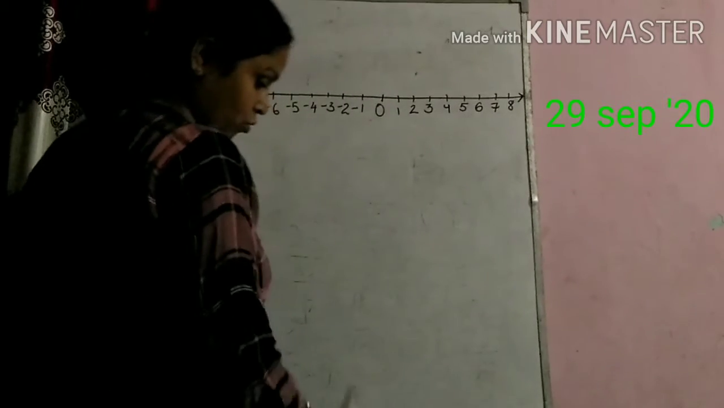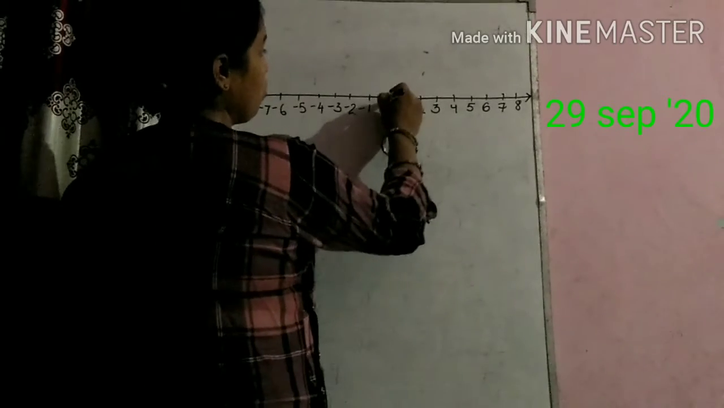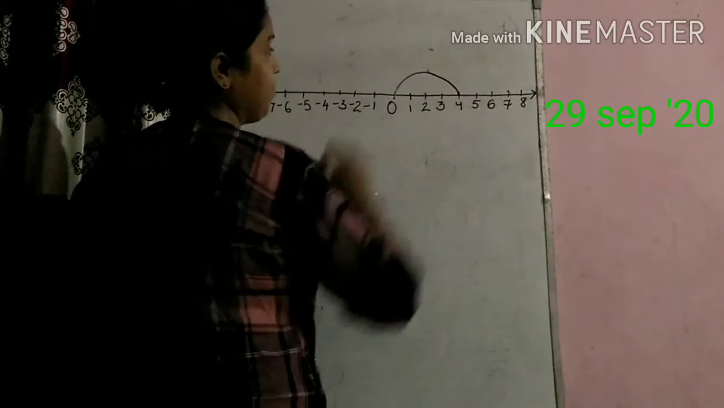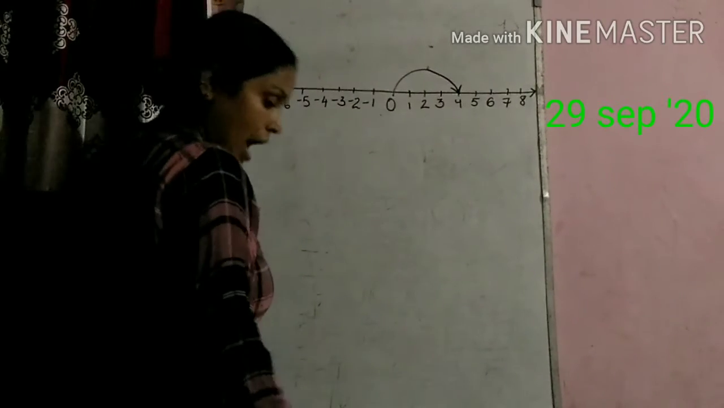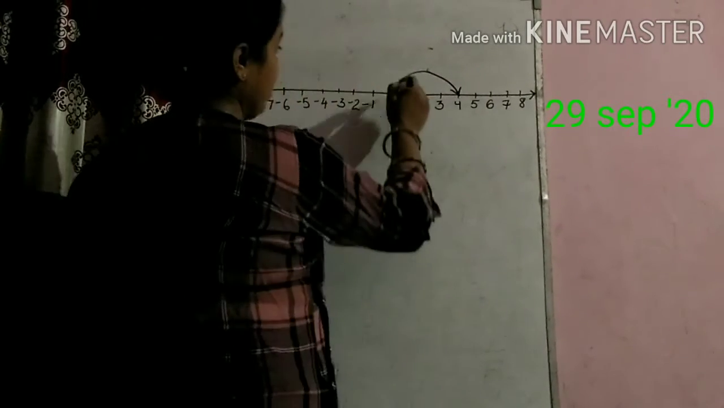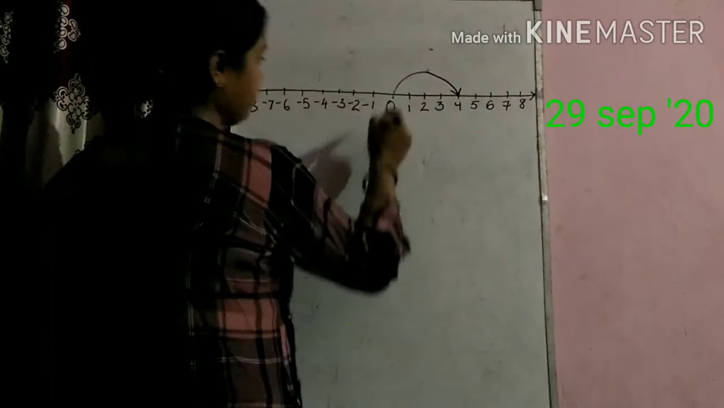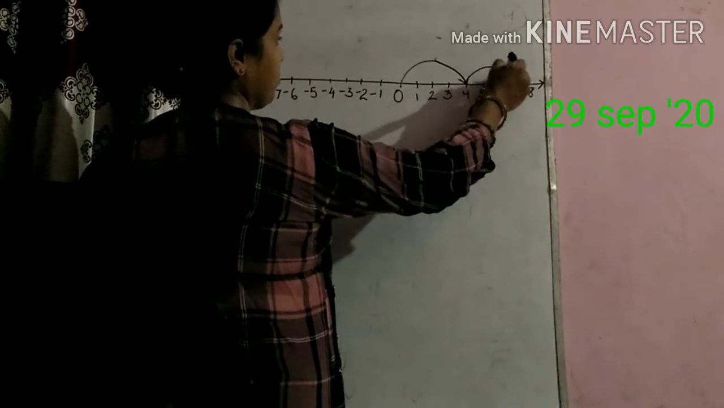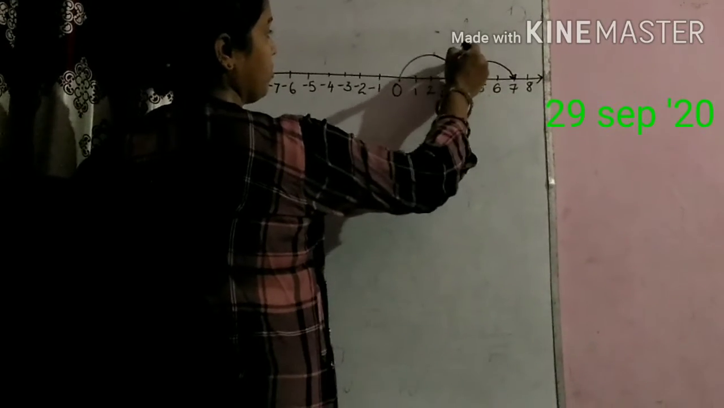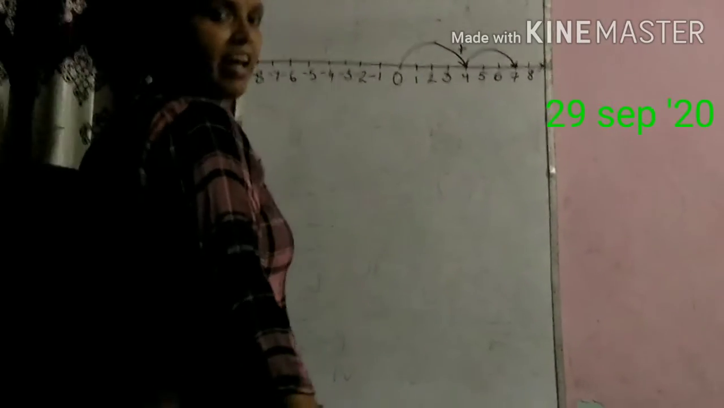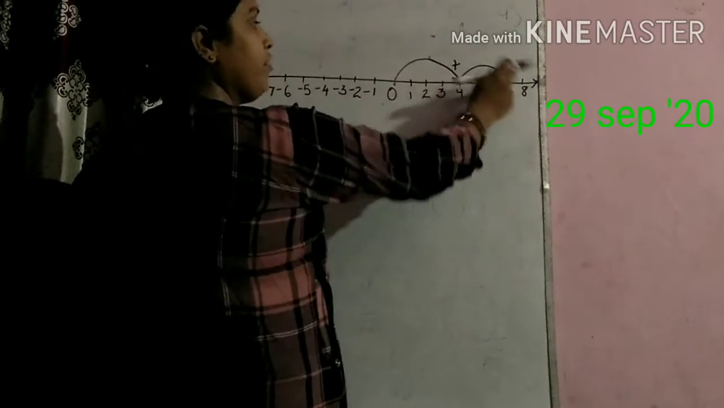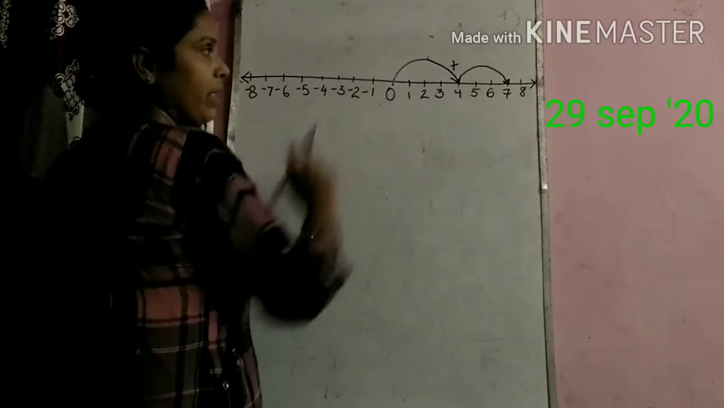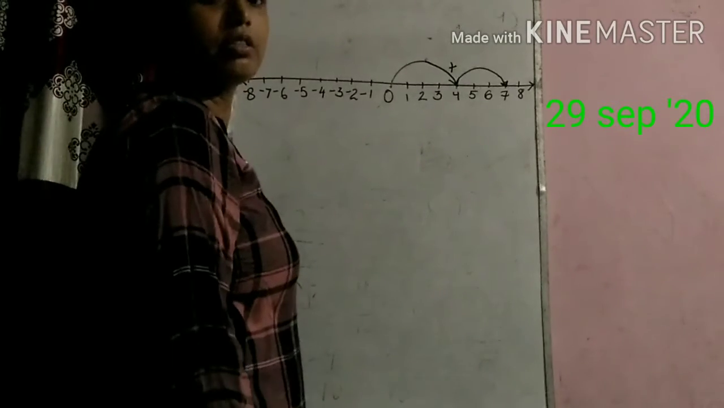If I give you from 0 to 4 I am taking. Two arrows I have made, children. 0 to 4 plus then 4 to 7. You have to write the addition fact for this.